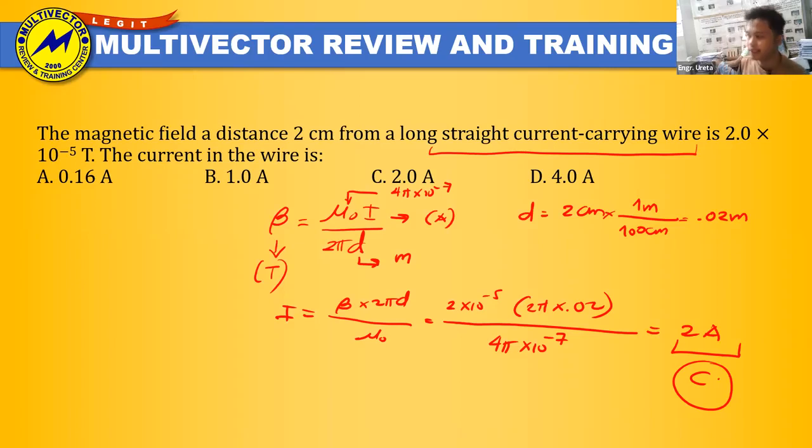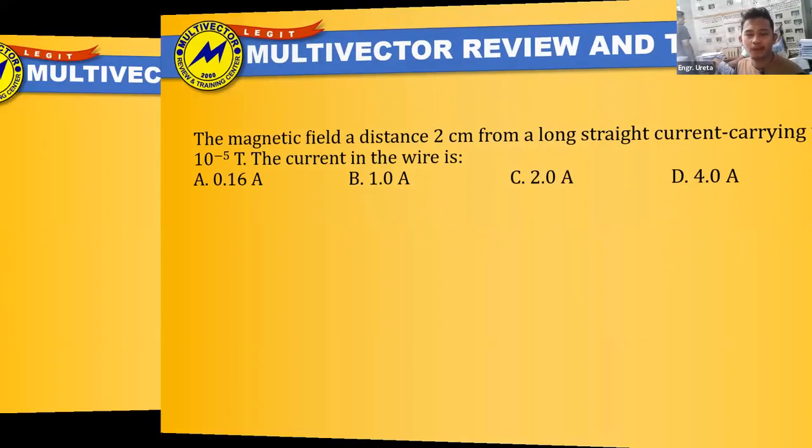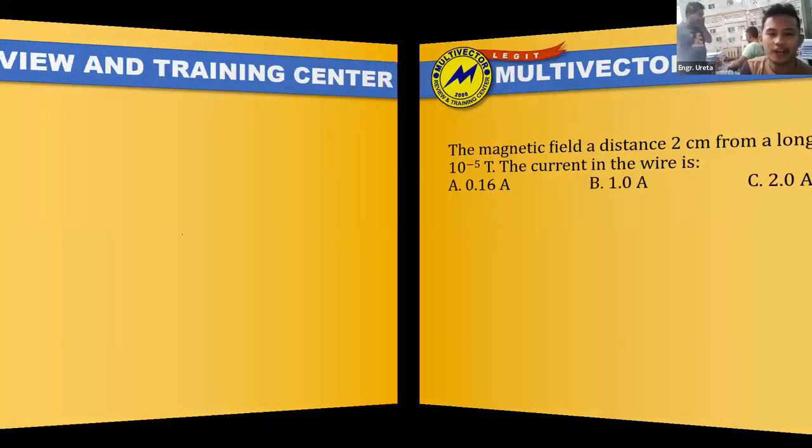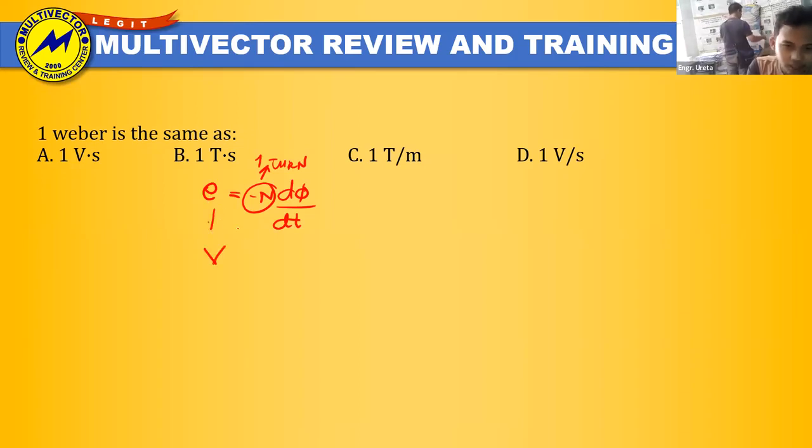Next problem is problem 67. 1 Weber is the same as flux. According to Faraday's law, the EMF induced is just equal to the number of turns times the flux per unit time. Let's say 1 turn, so per 1 turn. Our EMF induced, which is in volts, is just equal to 1 turn multiplied by flux over time.